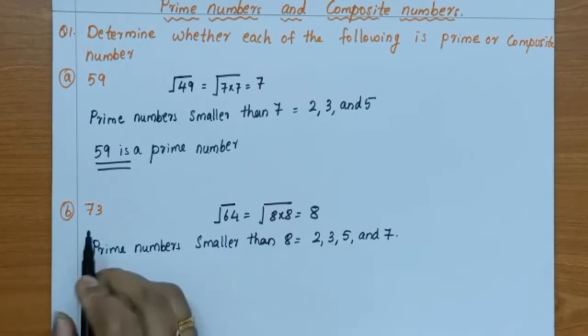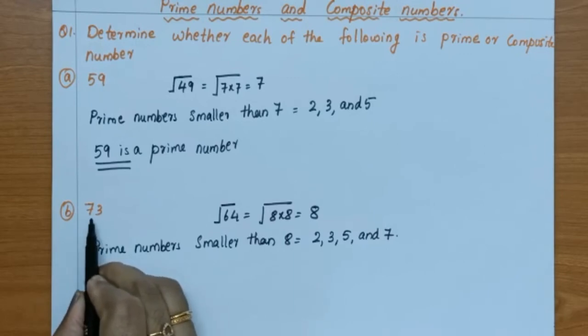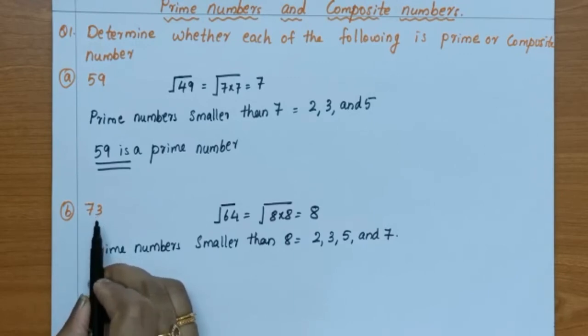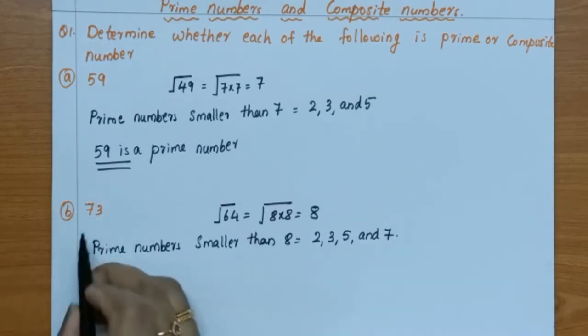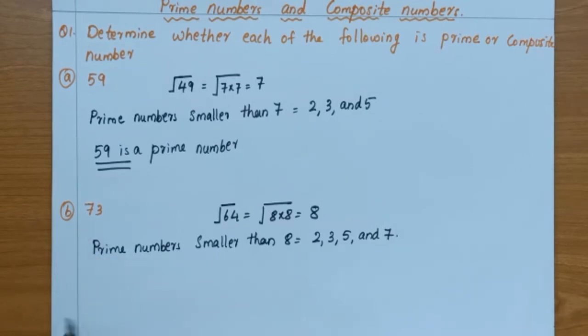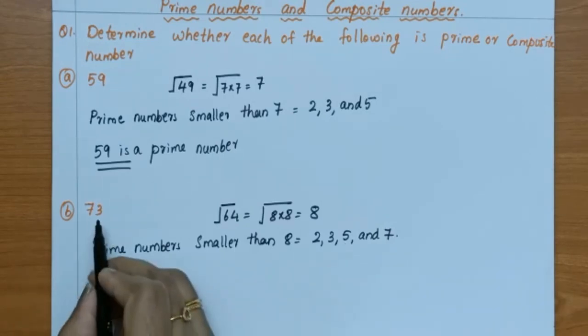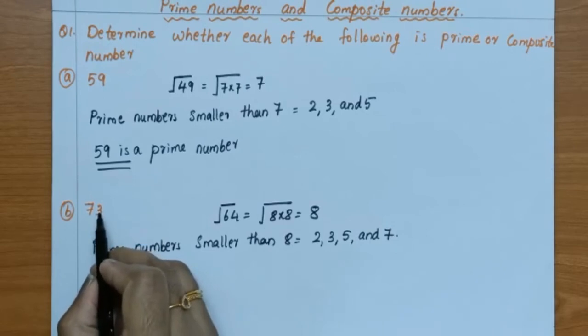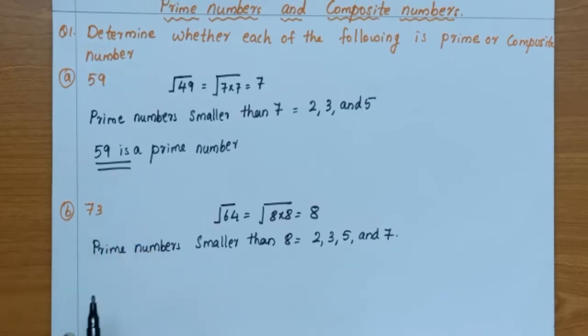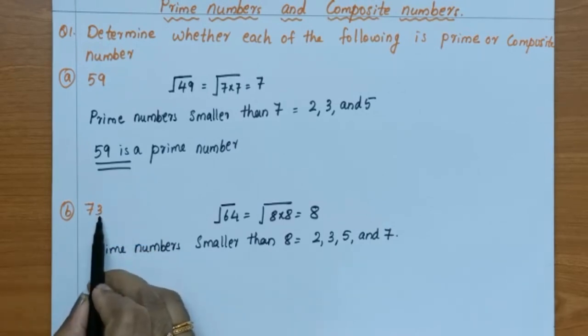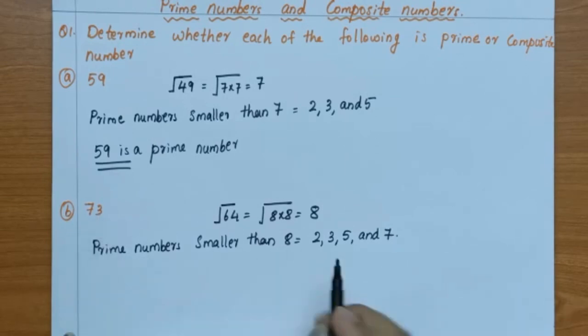So add the digits 7 plus 3. 7 plus 3 is 10. 10 is not in table 3. That means 73 is not divisible by 3. Then 5. Check the end digit. If it is 5 or 0, it is divisible by 5. Here the end digit is 3. That means 73 is not divisible by 5.